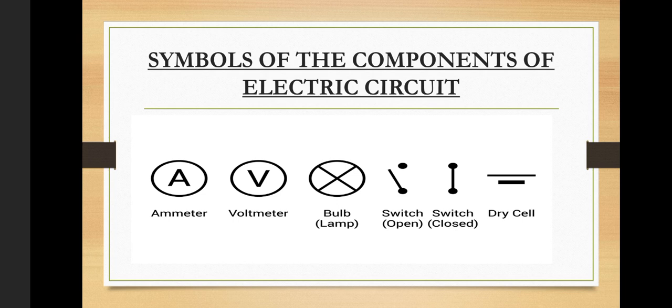Symbol number 3 is a circle with an X inside it. That symbol normally stands for a bulb. Then the next pair of symbols is for a switch. The first one is when the switch is open, and the second one is when the switch is closed. And finally, the last symbol is a symbol of a dry cell. Learners, make sure you remember these symbols because they are very important. Many times you will find these symbols in an exam, and you'll be required to tell what they mean.